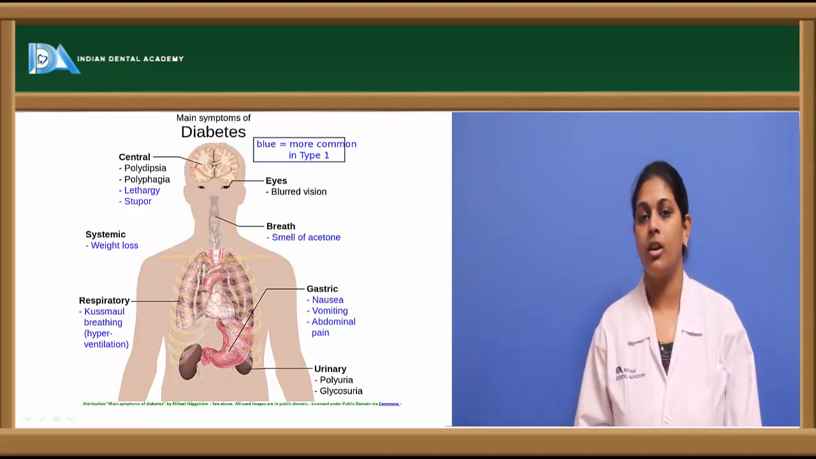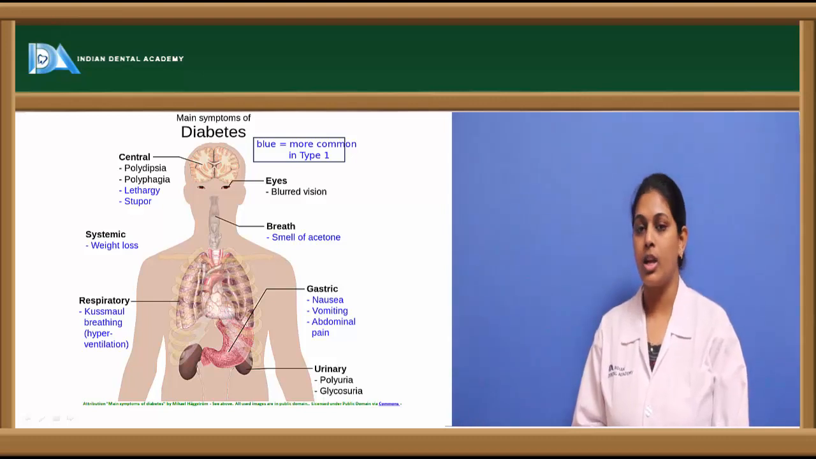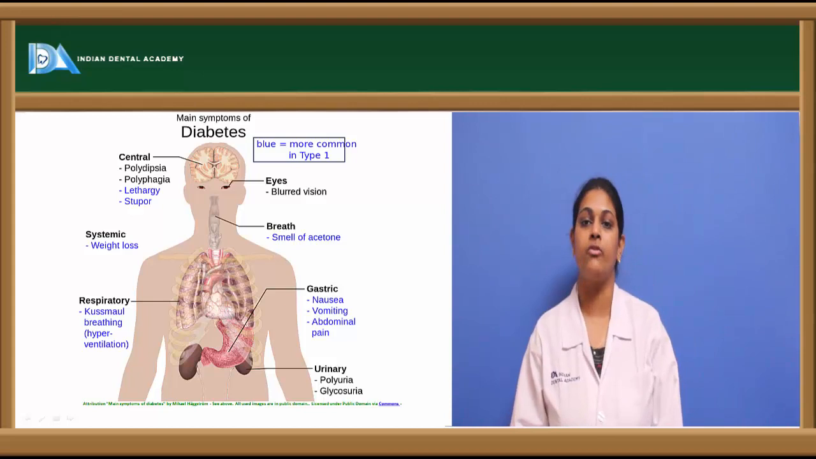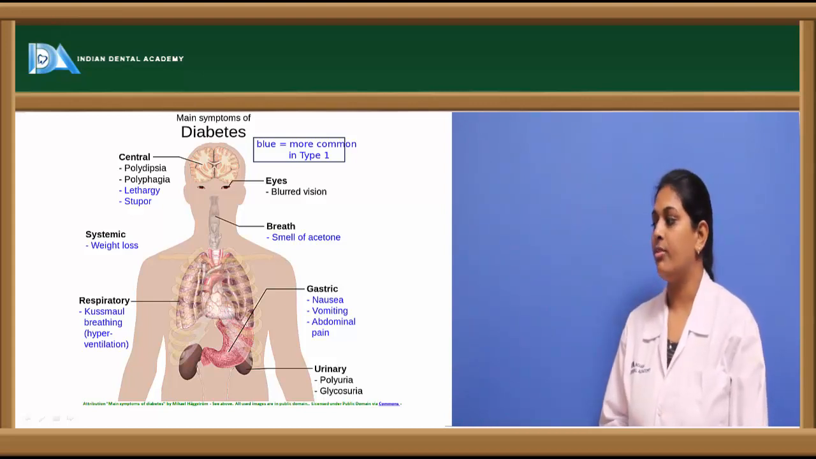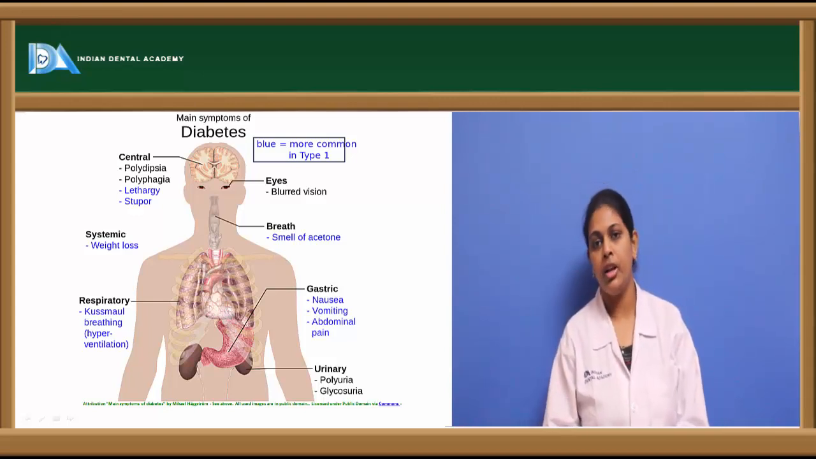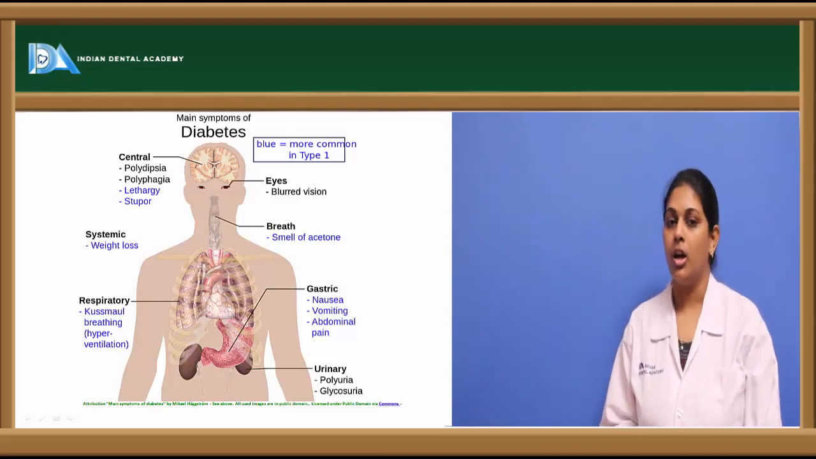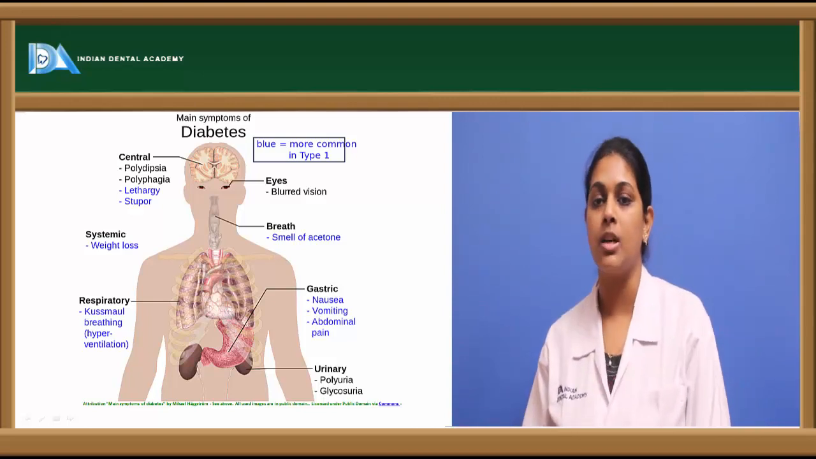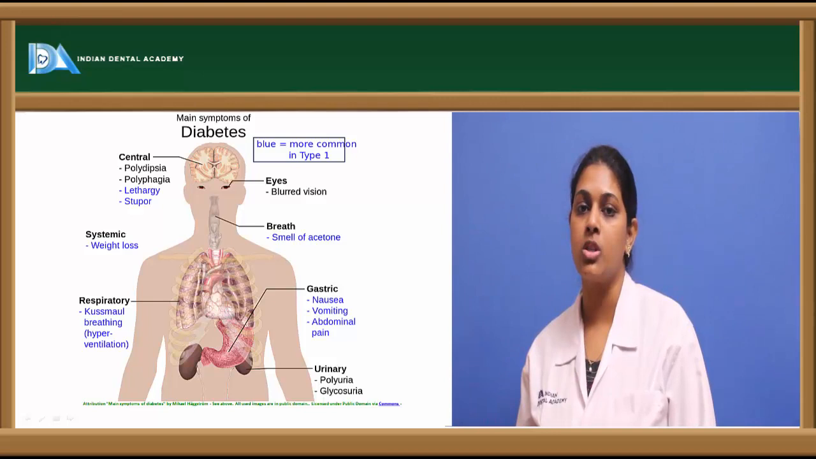Coming to the gastrointestinal tract, patients might have nausea and vomiting because of the loss in fluid levels in cases of anabolic reactions, and along with that we see patients frequently complaining of abdominal pain. In the urinary tract, we see polyuria, which is a commonly given complaint by the patient. Along with that, because of the increase in the blood glucose levels, glucose is excreted in the urine.